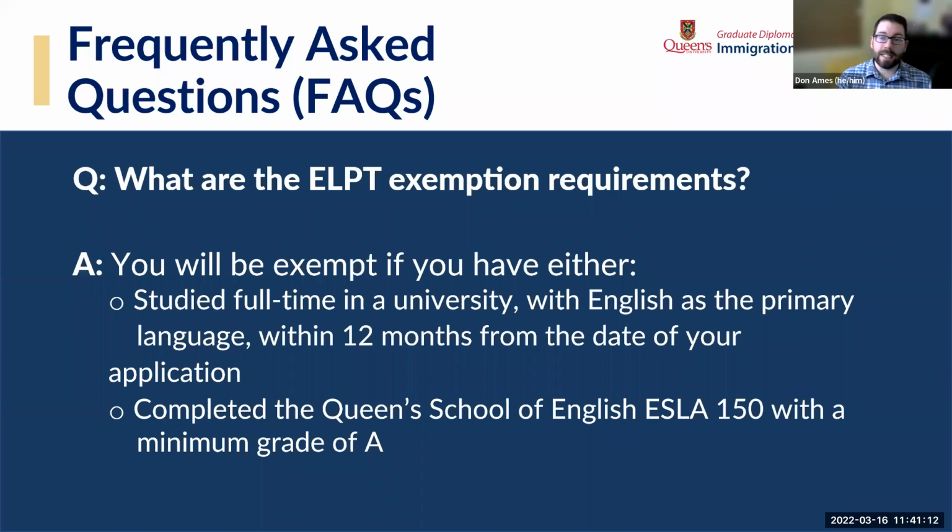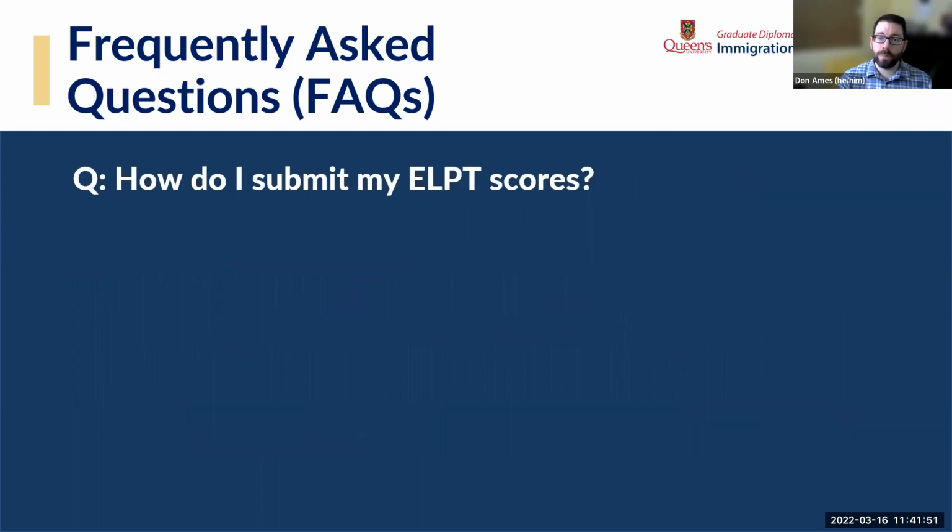unless you meet that second exemption, which is completing the Queen's School of English, English for Academic Purposes course, or ESLA 150, with a minimum grade of A. That's not the primary exemption route. It is available, but we have some specific standards for that. And there's a conditional offer that's required for those individuals who want to take that course. It's a bit of a process, but if you are interested in that, look at the Queen's School of English website, find out the cost of tuition for that program, and perhaps the ELPT requirement will be cheaper and easier for you to access.